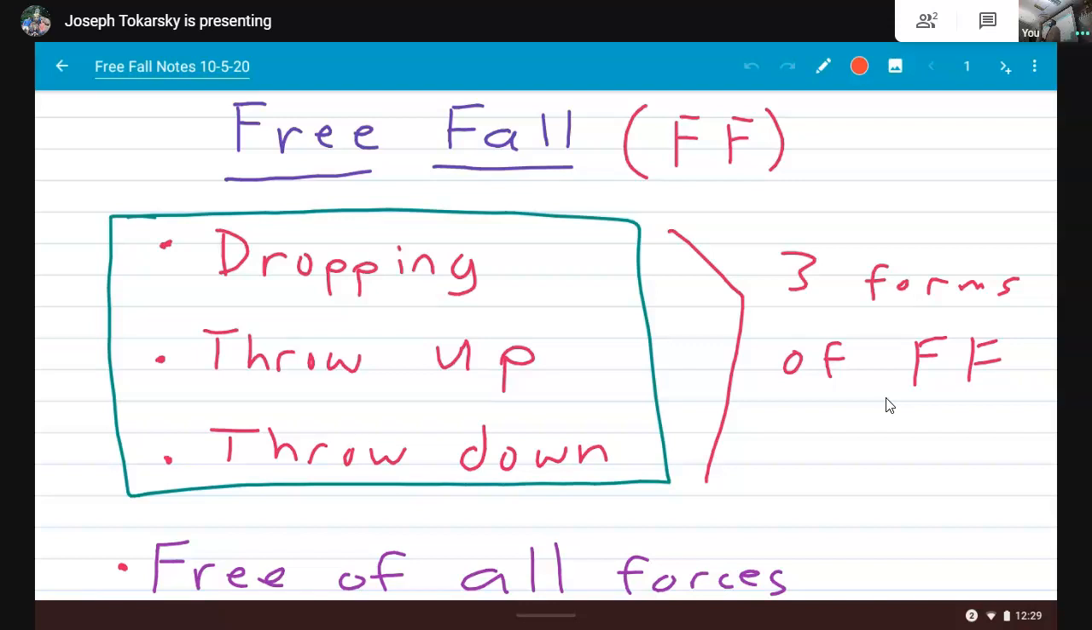And of course, things that go up eventually do what? Come down. When I throw it downward, once it's out of my hand, now it's in free fall, not when it's in my hand. And of course, just dropping it, letting it go. So any problems where it seems like any of those are going on, that tells you it's a free fall problem. You're going to set it up as a free fall problem.